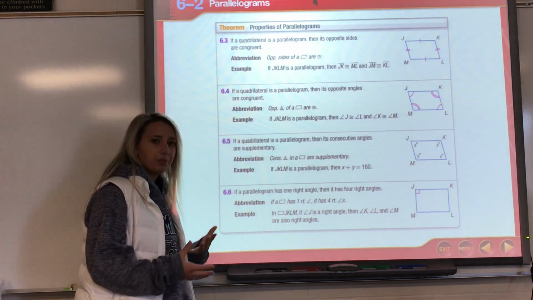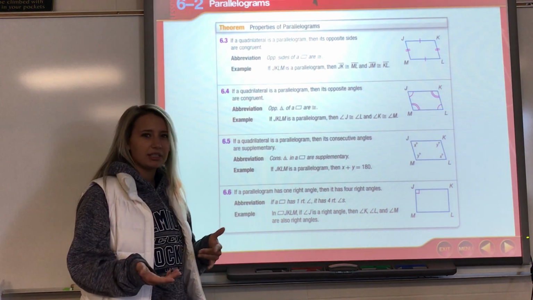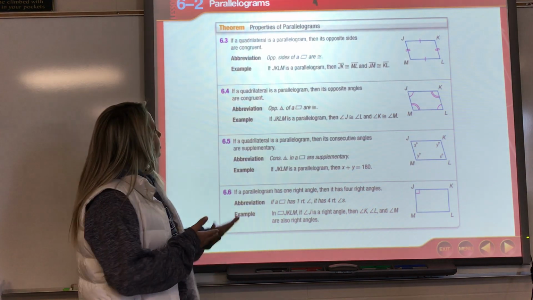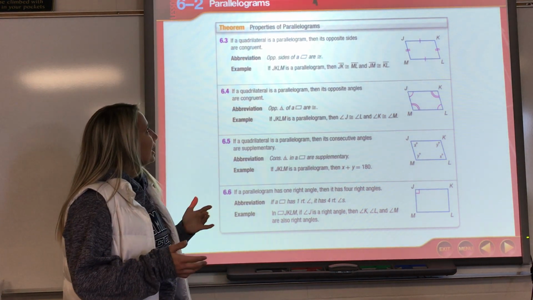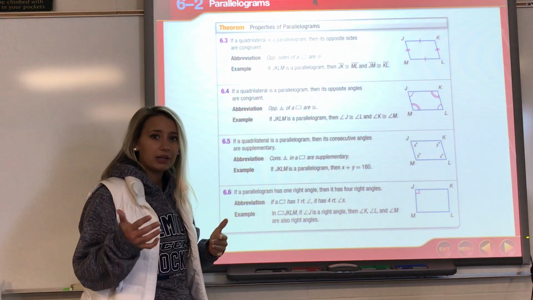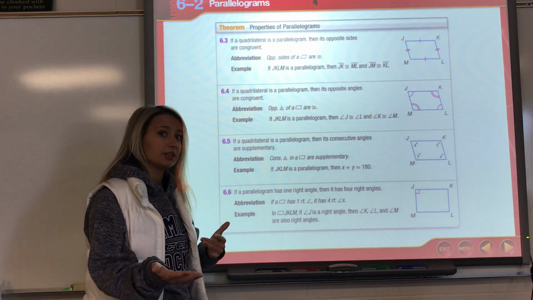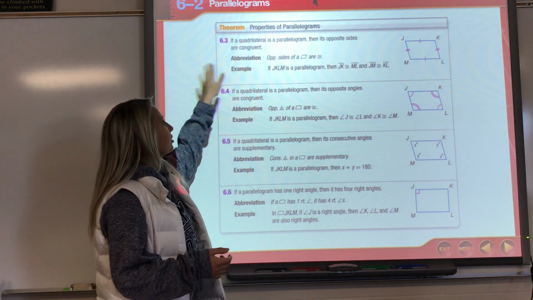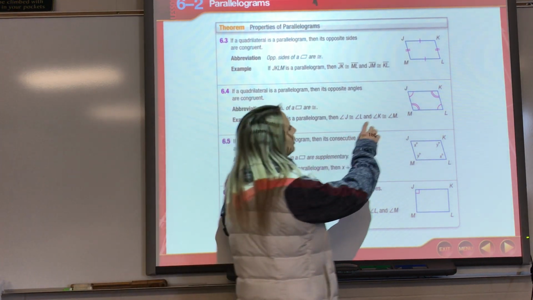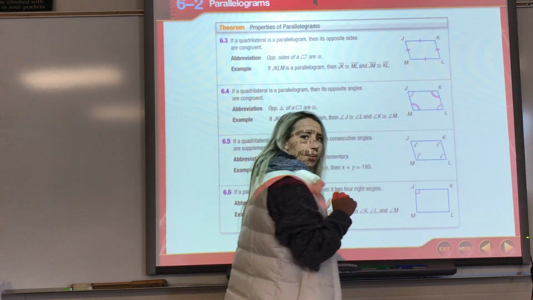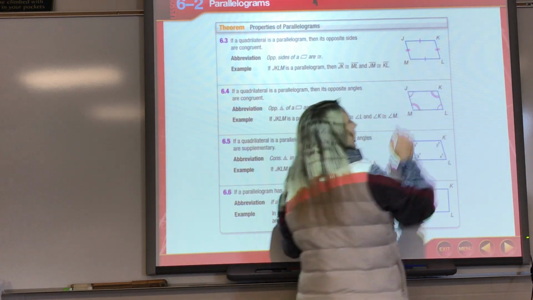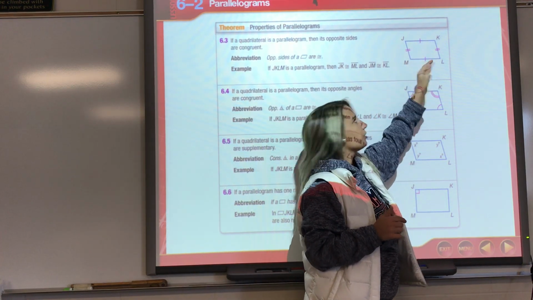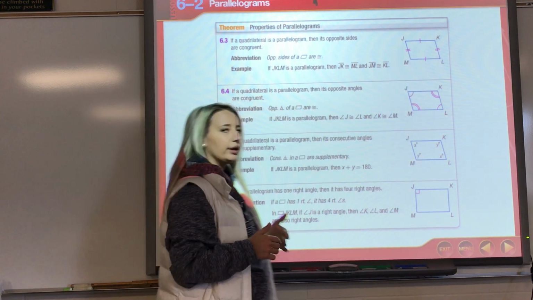So here's a couple different properties. If this is too small, it's also in your textbook. Take a look at it. This is stuff that you're probably going to want to write down. So theorem 6.6 is saying if a quadrilateral is a parallelogram, when we say that, we know that the opposite sides are parallel. They're also going to be congruent. So if we have JM and KL being parallel, then also ML and JK being parallel, these two opposite sides will be congruent, and these two opposite sides will be congruent.